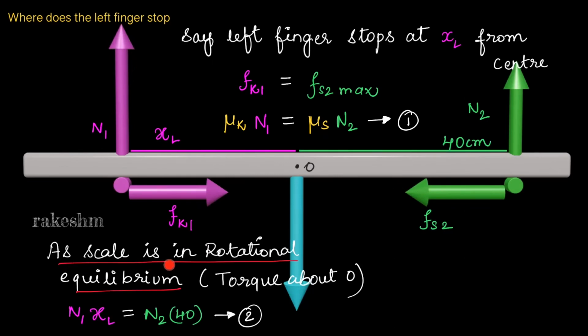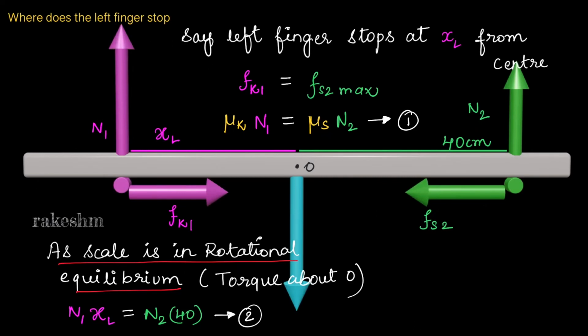Next, as the scale is in rotational equilibrium, we can write the torque about O at this instant. O is the center. The torque about this must be 0, or we can say the torque due to N1 must be balanced by the torque due to N2. The contribution to torque due to these frictions will be 0, so there will be torque only due to N1 and N2.